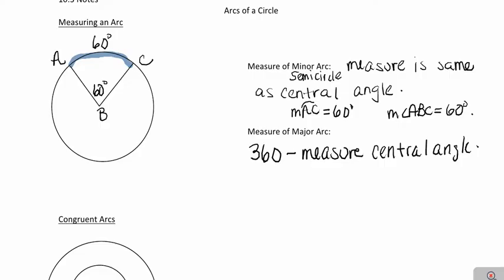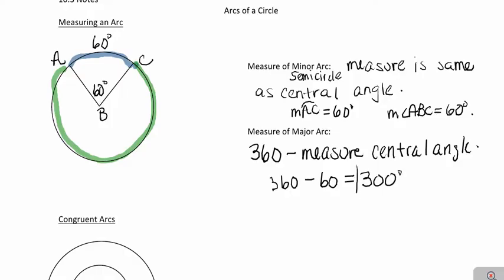So if I wanted to find the measure of the major arc that I'm going to highlight here in green, if I want to find the measure of this arc, I would just take 360 and subtract the measure of the central angle, which is 60 degrees. So the measure of the major arc would be 300 degrees. So that's what you need to remember about finding the measure of a minor arc versus a major arc.